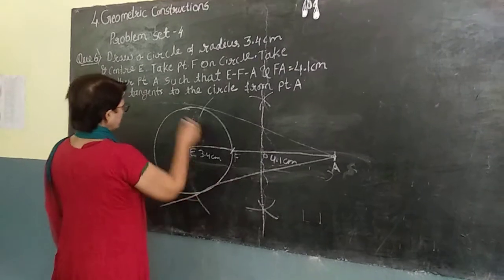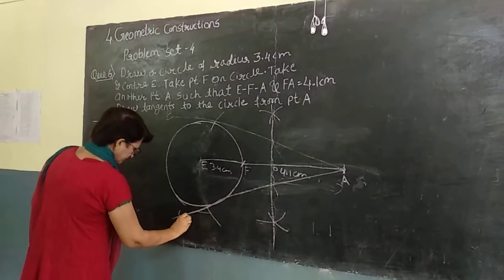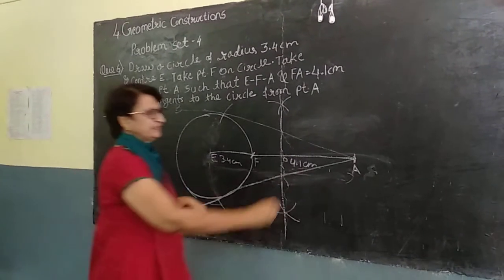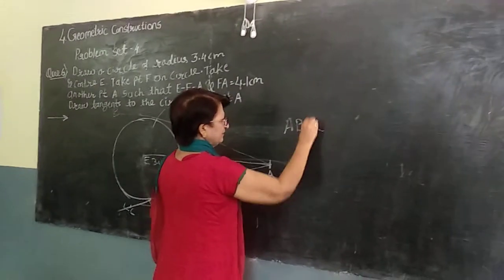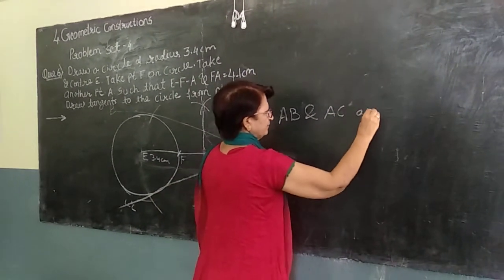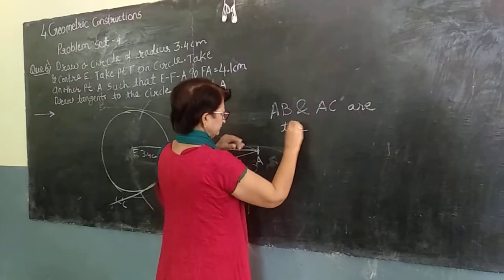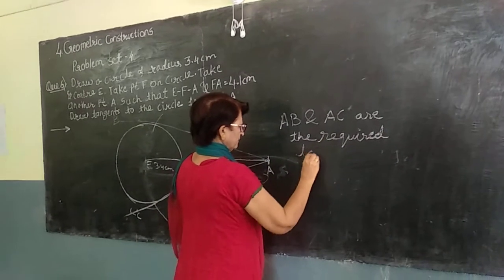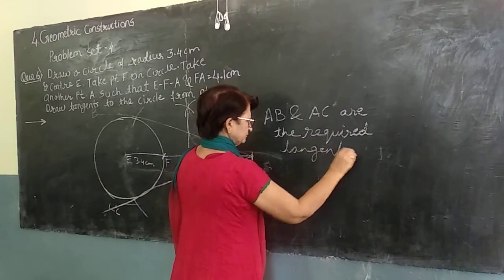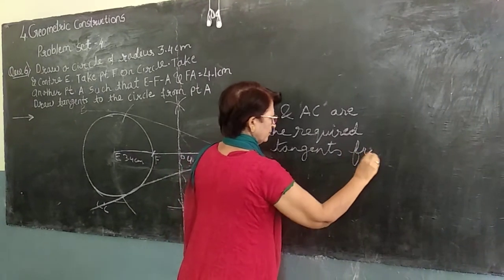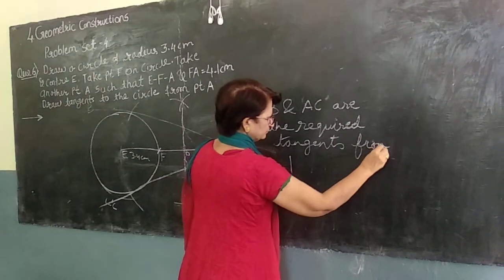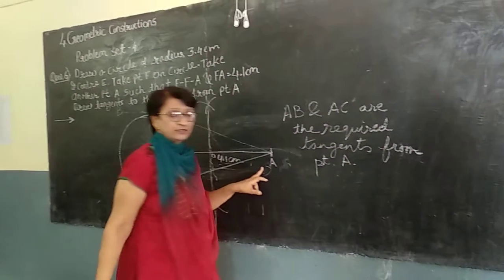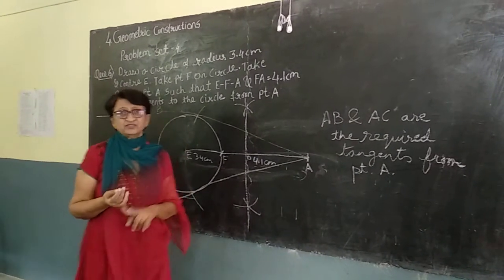So let this point be B and this be C. So AB and AC are the required tangents from point A, right? So this brings an end to our construction chapter.